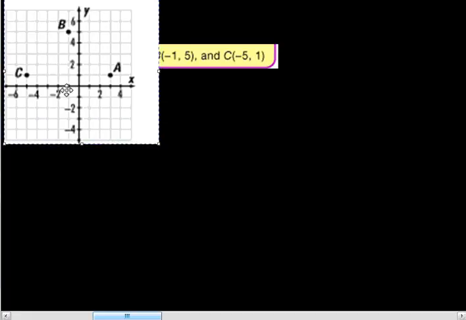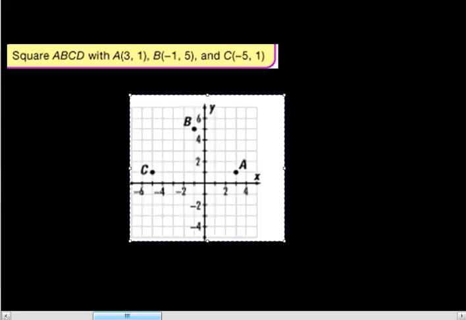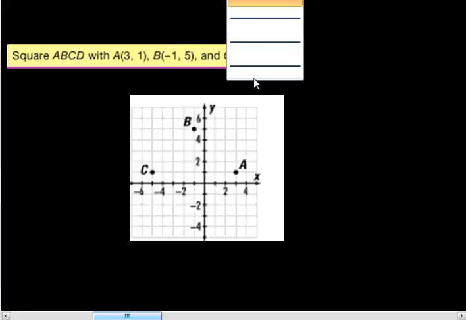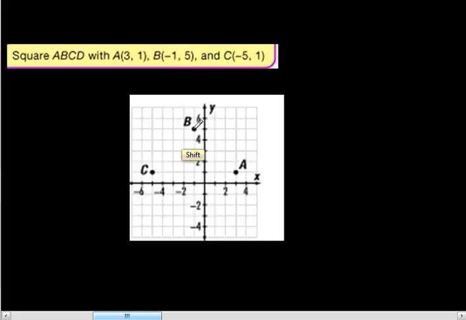Now remember, a square has two pairs of parallel sides. I'm just going to draw some lines here. Let's thicken this up some, just so it pops up nice and visible. Well, that's not what I wanted to do. Get my line tool out.